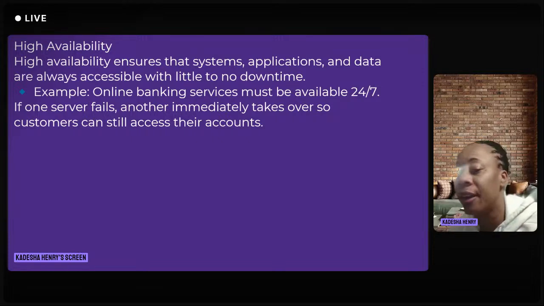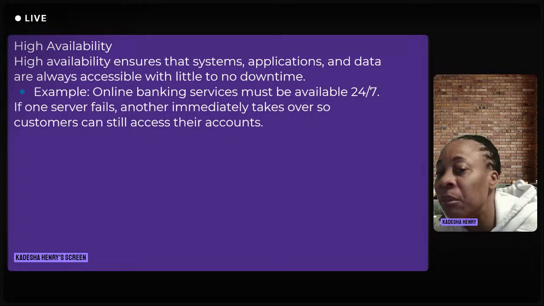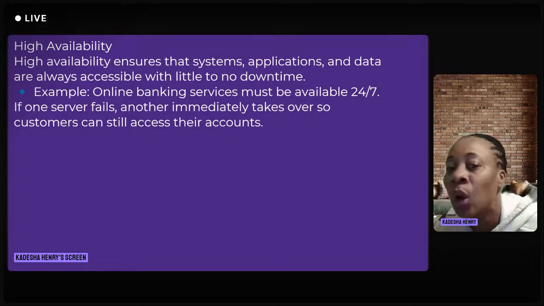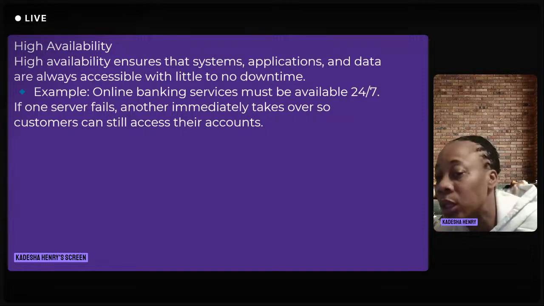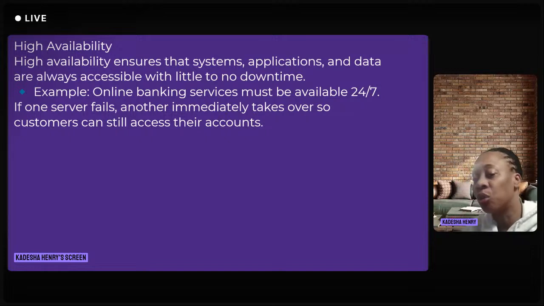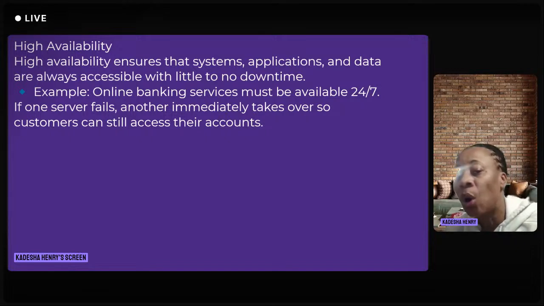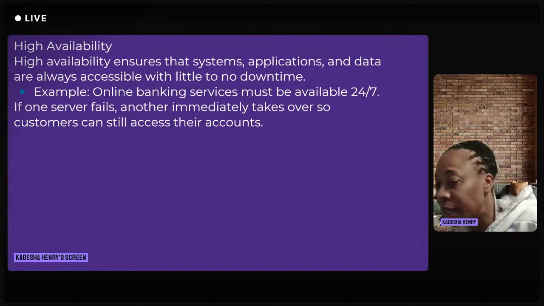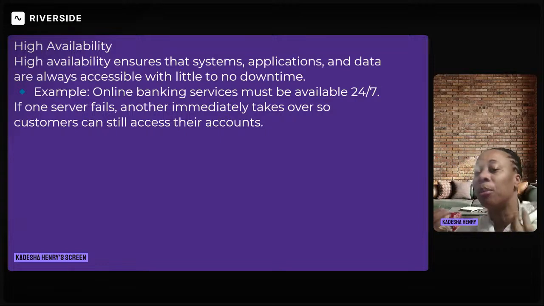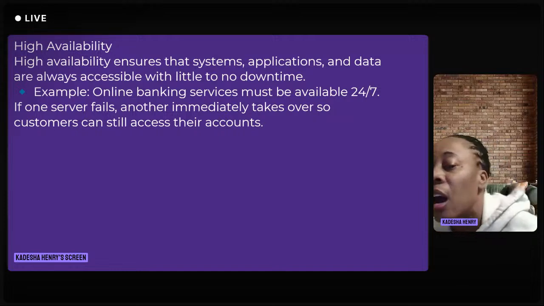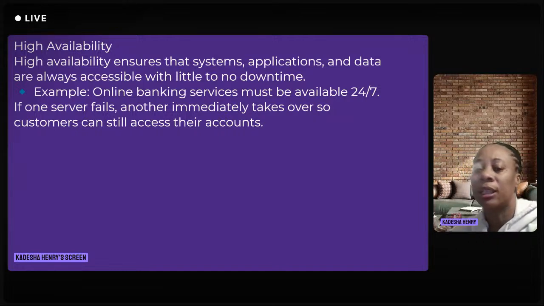And in high availability, we ensure that the system, the application, and the data are always accessible with little to no downtime. So remember, we said that resilience means making sure that the system can run. So when we put all this resilience and redundancy in place, we're saying we want the data and the system to be available at all times with as little downtime as possible.